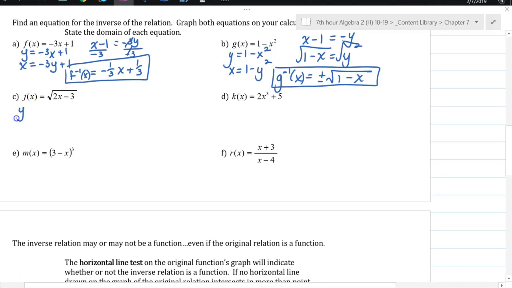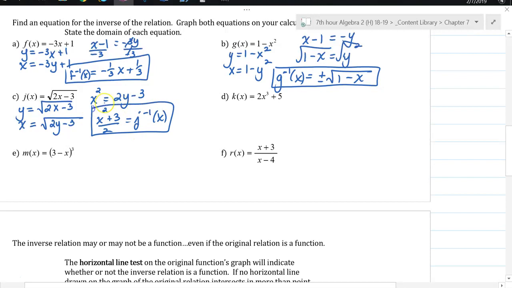So we're going to change the j of x to y. Y equals the square root of 2x minus 3, and we're going to switch the x and the y. X equals the square root of 2y minus 3. Now I'm going to solve for y. So in order to solve for y, I need to square both sides. So I'm going to say x squared equals, when I square a square root, the square root goes away. So then I'm going to add 3, and I'm going to divide by 2. So instead of calling it y, I'm going to call it the inverse of j. Since my original equation was called j of x, this one's going to be called j inverse of x.